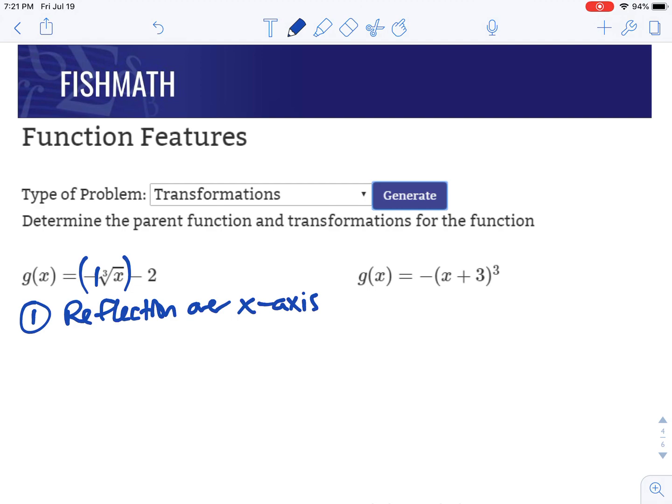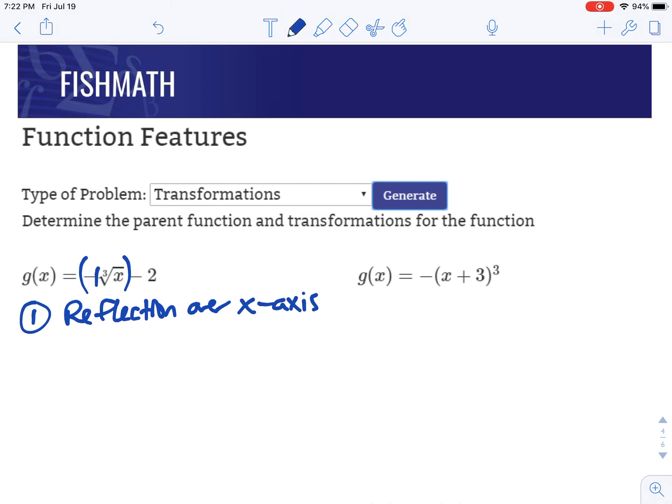Think about why that is. Think of an easy example like x squared. If I made it negative x squared, it flips over like that, because all the y values just become negative. That's why it's a reflection over the x-axis, because it flips down, and all the y's just become negative versions.